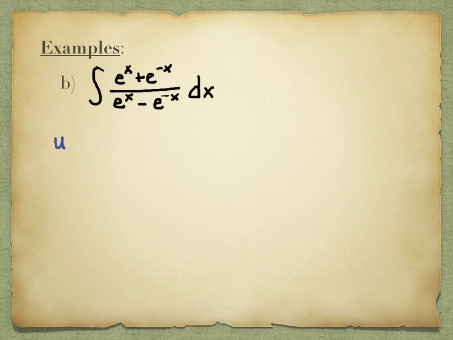So if I let the denominator be u, let's find out what we get du to be. Well, the first part's easy. What's the derivative of e to the x? E to the x. Then I've got a negative, and what's the derivative of e to the negative x?